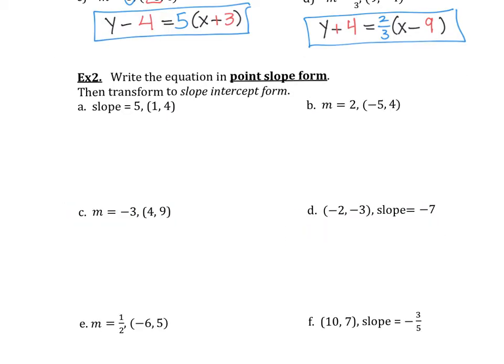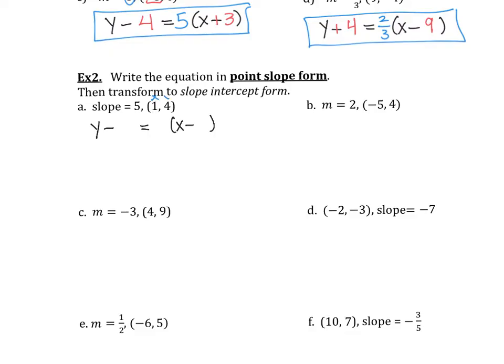Sometimes we leave the equation in point slope form, like we did on the previous example. And then sometimes after we write it in point slope form, we transform it to slope-intercept form because slope-intercept form is a really convenient form to have the equation in. So I'm going to go ahead and start just doing the point slope form, just like we did above.